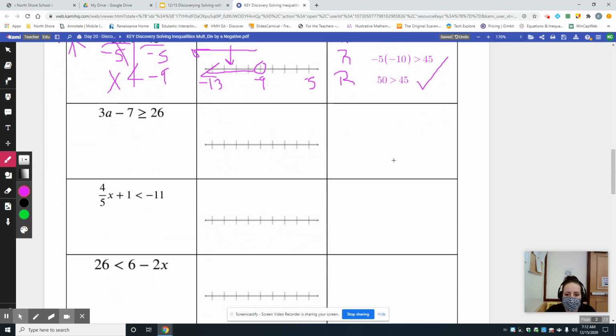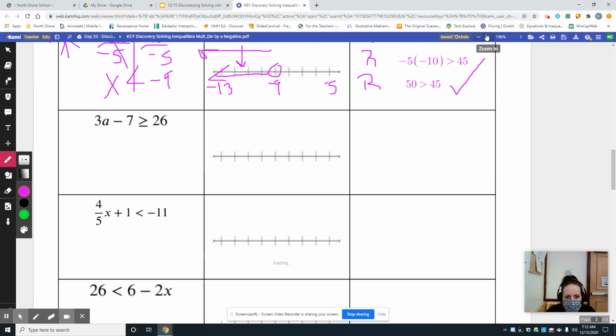Alrighty, next one, I'm going to zoom in just a little bit more to make my life a little easier. We have a two-step inequality. We still start out with dropping our brick wall, and we start using inverse operations to solve. If you feel pretty confident on this, pause the video, give it a shot. If not, stick here with me. So we're going to add 7 to both sides, which gives us 3a is greater than or equal to, notice we don't have to flip anything, so we didn't multiply or divide by a negative, 33.